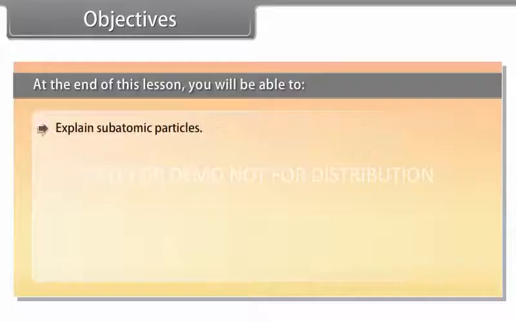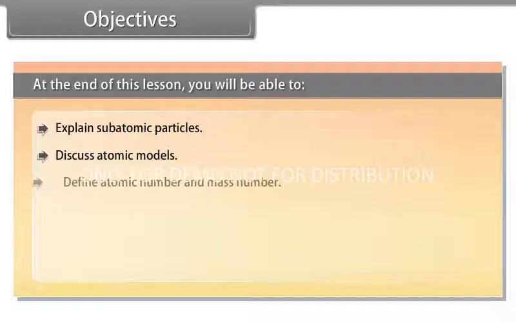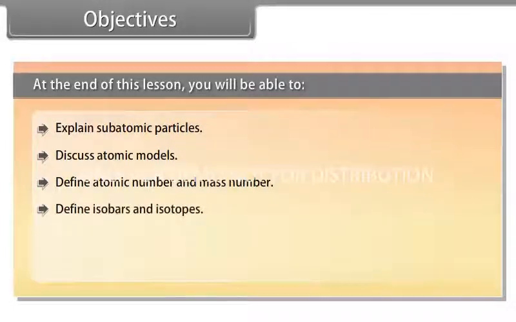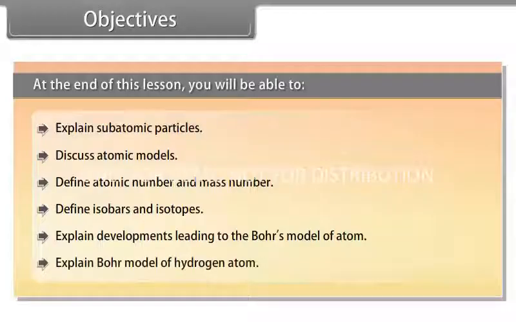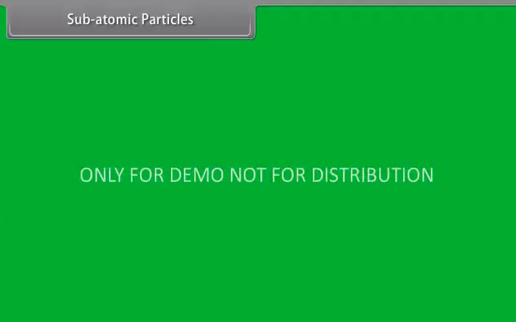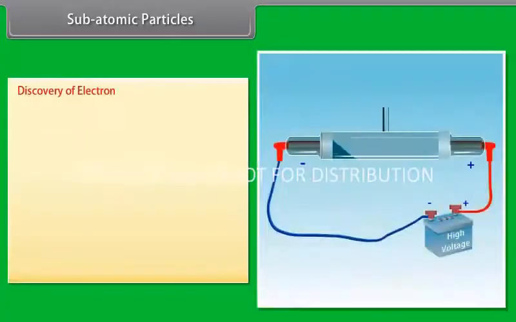Objectives. At the end of this lesson, you will be able to explain subatomic particles, discuss atomic models, define atomic number and mass number, define isobars and isotopes, explain developments leading to Bohr's model of the atom, explain the Bohr model of the hydrogen atom. Subatomic particles. Discovery of electron.